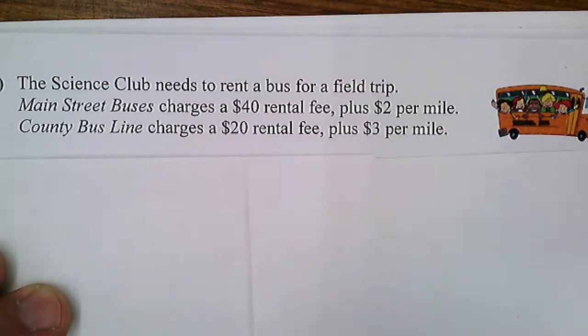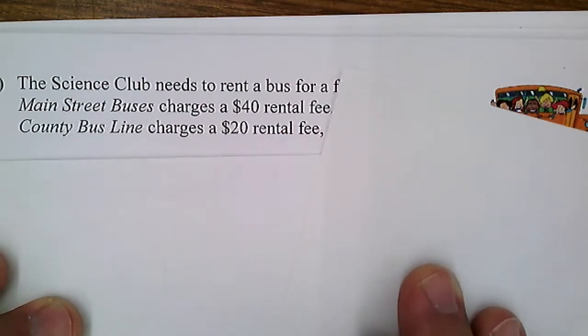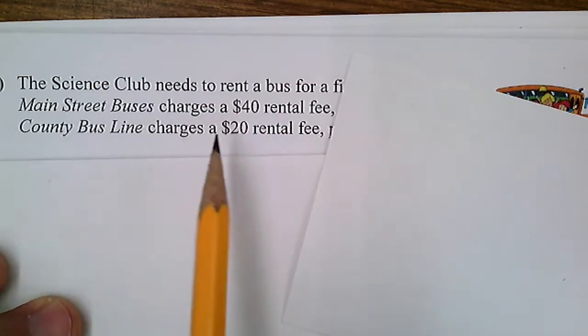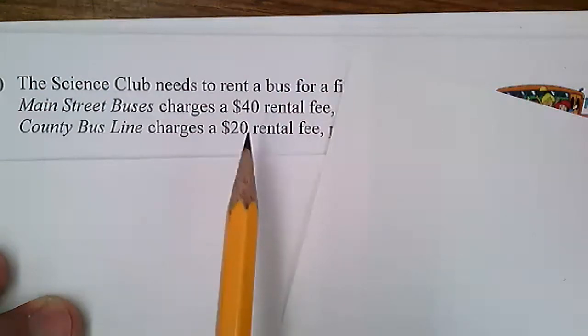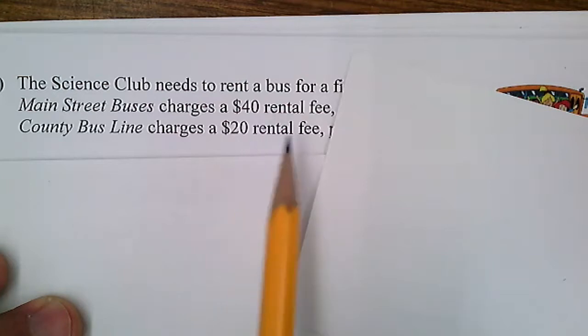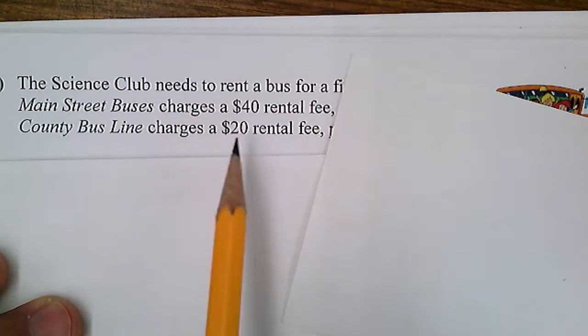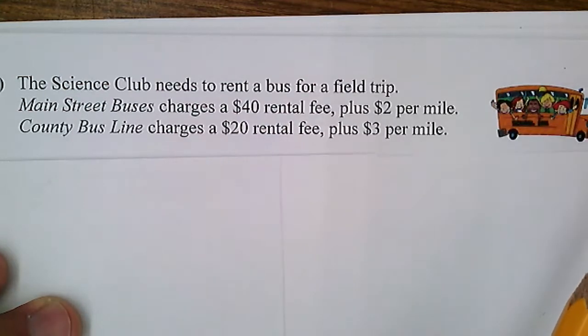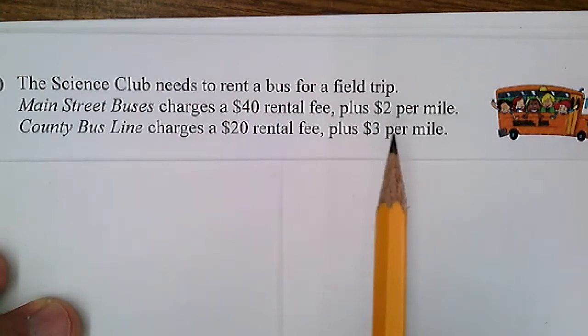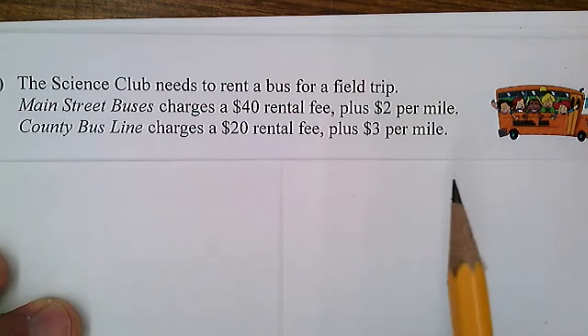So if we're not looking at how much per mile, let's say we're not looking at that right now, just initially, it looks like the County Bus Line is less expensive. This is a $20 rental fee, so they've got to pay this before they even get in the bus. But Main Street is a $40 rental fee, so it looks like County Bus Line is less expensive. However, if you notice, County Bus Line charges $1 more per mile. So it really depends on how far they are going to go on this trip.